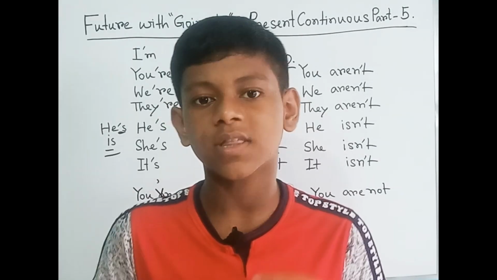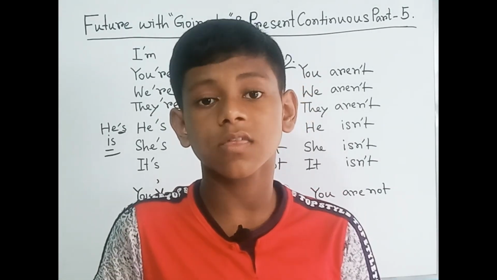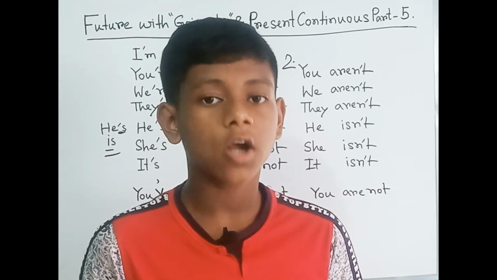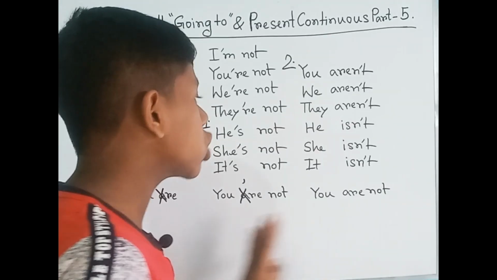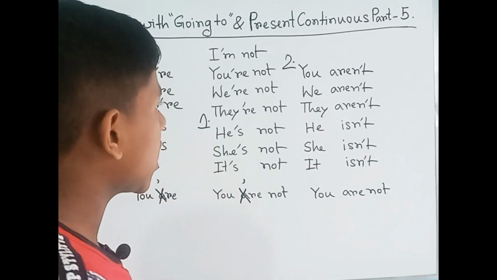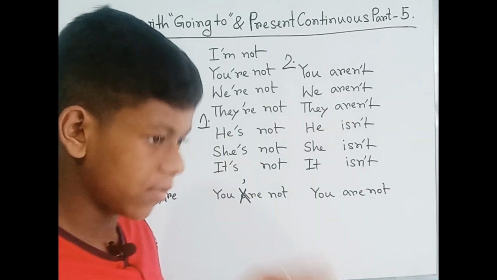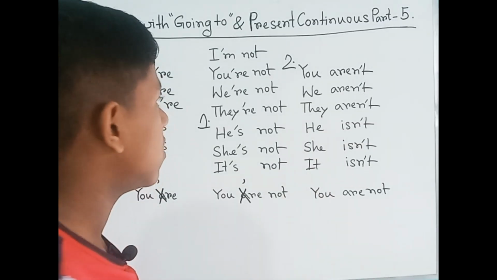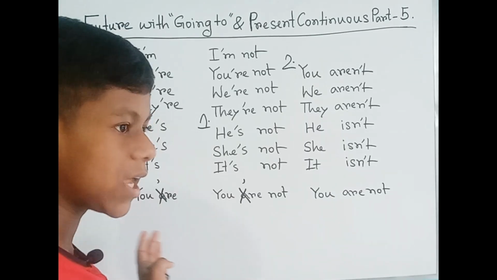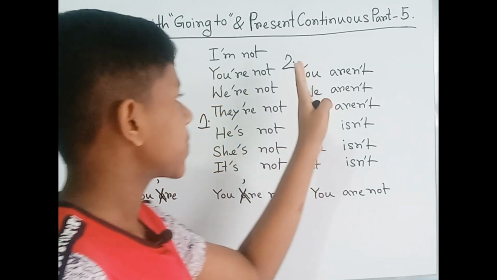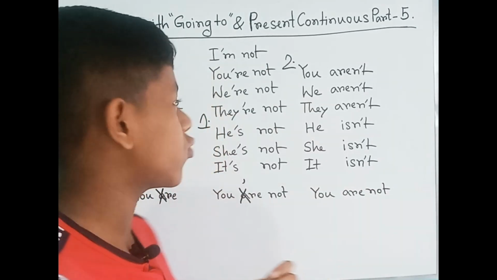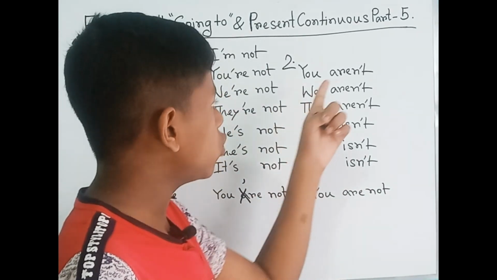Okay, there are 2 rules: the spelling changes, the pronunciation changes, and the contraction changes. So you can use both of them in a negative. Both are in negative, which we can understand. In this you can see that in the 2 number of rule we can see you aren't.